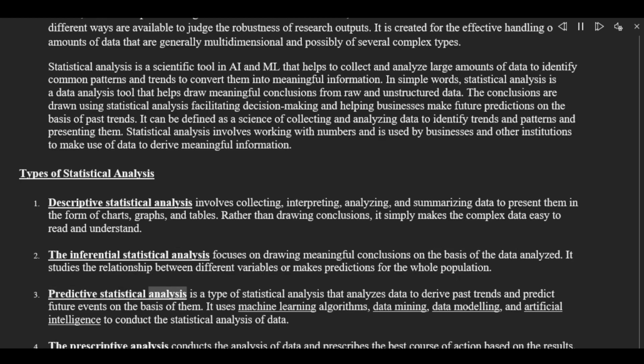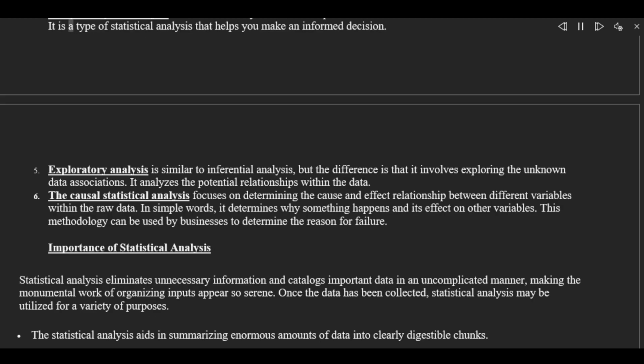Predictive statistical analysis is a type of statistical analysis that analyzes data to derive past trends and predict future events on the basis of them. It uses machine learning algorithms, data mining, data modeling, and artificial intelligence to conduct the statistical analysis of data. The prescriptive analysis conducts the analysis of data and prescribes the best course of action based on the results. It is a type of statistical analysis that helps you make an informed decision.